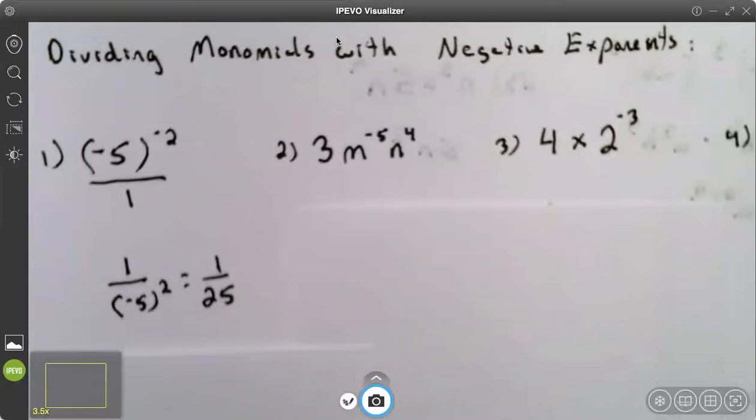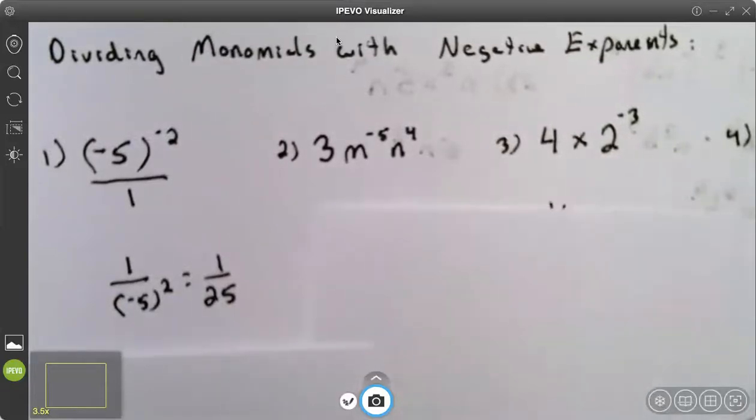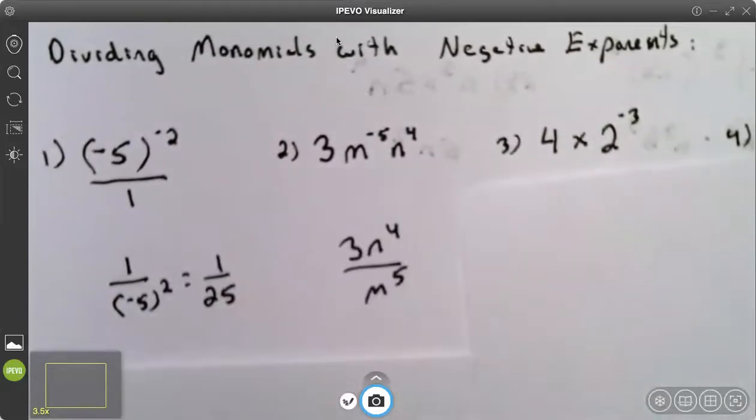Number two. On number two, there's only one thing to do. Get that m to the negative 5 power and move it down, because simplest form will never have a negative exponent. So your answer is 3 to the fourth over m to the fifth. Number three.